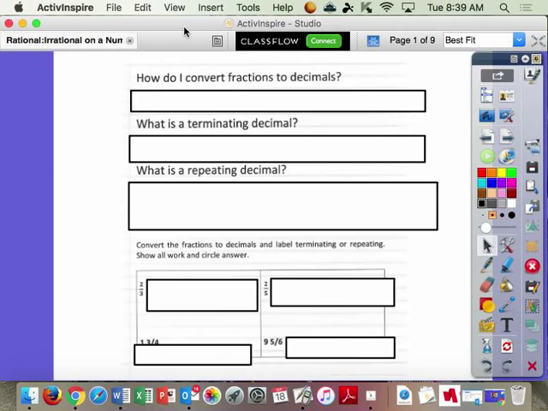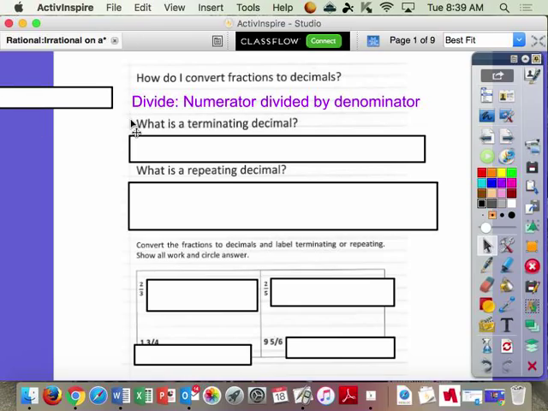All right, so you should have your bell ringer. You should have already completed it. So how do you convert fractions to decimals? It's literally what we did two classes ago, and we talked about it last class. So you're going to divide. Take the numerator, then you divide by the denominator.